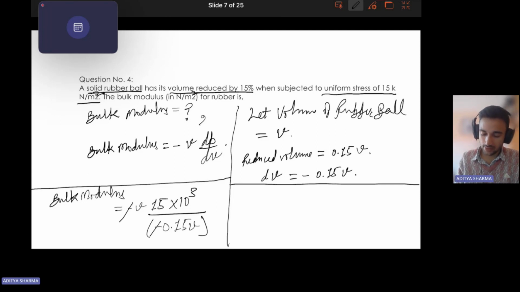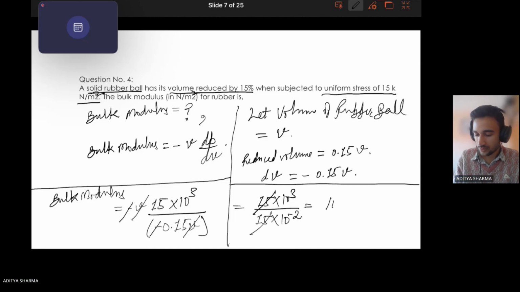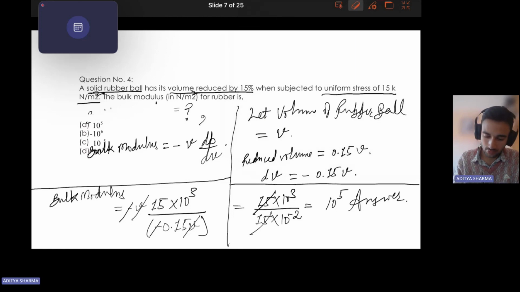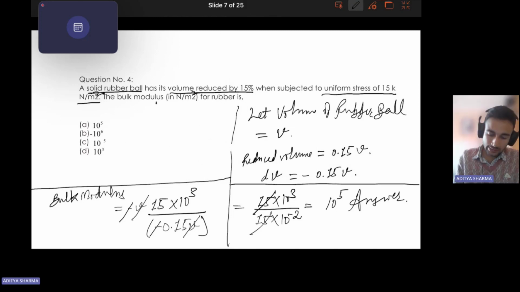So minus and minus will cancel out, and V also will cancel out, and what will remain is 15 into 10 raised to power 3 divided by 15 into 10 raised to power minus 2. All right. 15 and 15 will also cancel out. What will remain is 10 raised to power 5, and that is our answer. So if we see the options, there are 4 options given. Clearly, we have the answer. Option C is correct. All right.